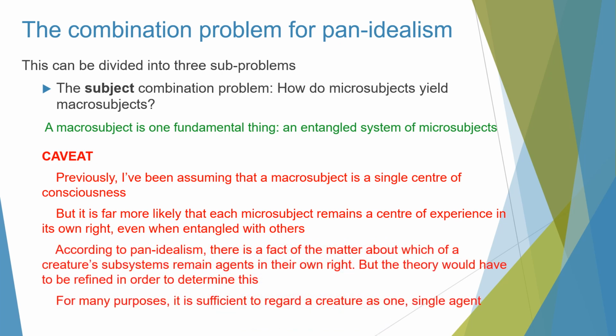According to Pan-Idealism, there's a fact of the matter about which of a creature's subsystems remain agents in their own right. But the theory would have to be refined in order to determine this. A good theory of degrees of entanglement for complex systems doesn't exist today. For many purposes, it's sufficient to regard a creature as one single agent.